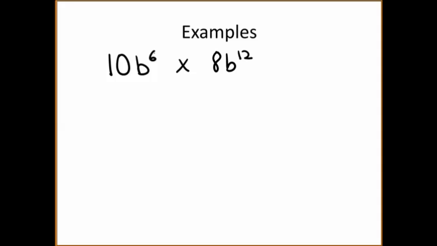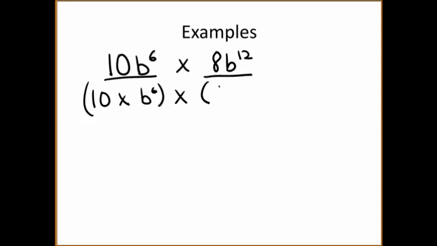Let us look at one more example. So we're given 10b to the power of 6 multiplied by 8b to the power of 12. Well, the first thing we notice is our bases are the same, so we can multiply them together. So we know that we can rewrite this as 10 multiplied by b to the power of 6 multiplied by 8 multiplied by b to the power of 12. Now we put our coefficients together and our algebraic expressions together.